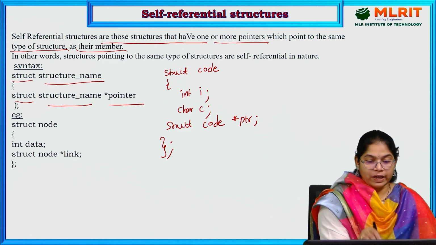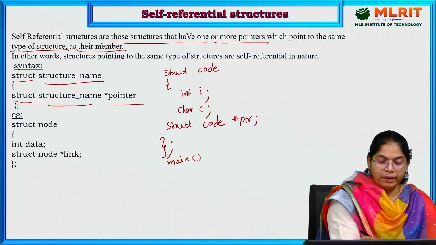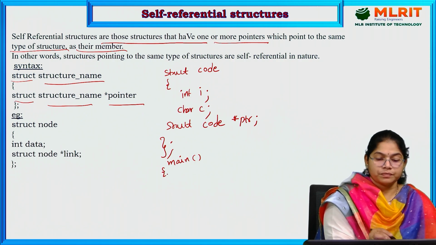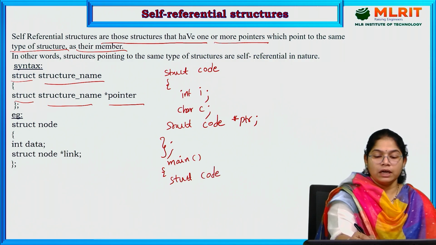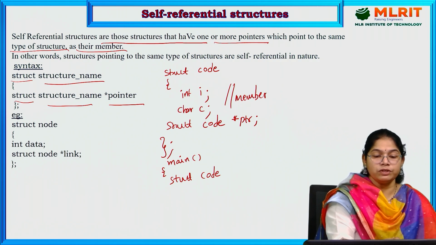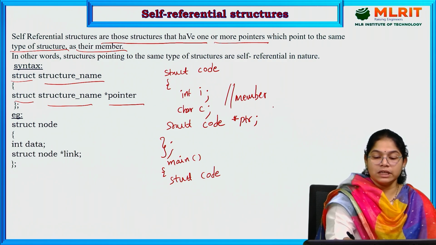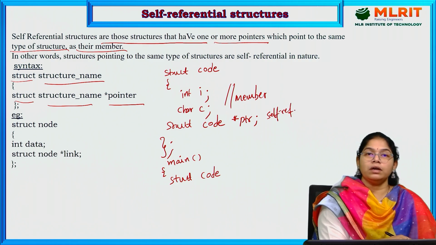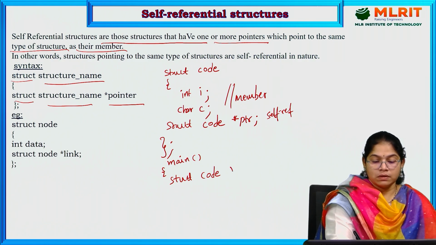So now create a variable for this structure. To create a variable, we need struct code. I'm creating a variable for this structure, and these are the members. Here the pointer is also a member of the structure which points to the same structure, so it becomes self-referential in nature. So struct code, then the variable name, suppose var1.